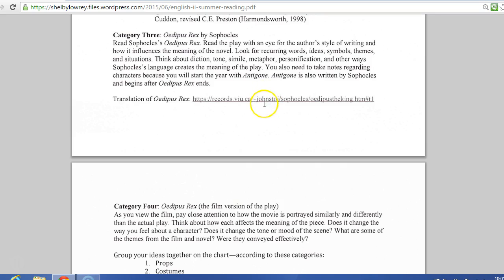We have provided a translation of Oedipus Rex here. It's also on my blog. I'll go back to that when I'm finished going over the assignment and show you the resources that I've provided for you. So that is category 3. Again, you're simply reading Oedipus Rex, looking for figurative language and meaning, and making notes, because you're going to start the year with Antigone.